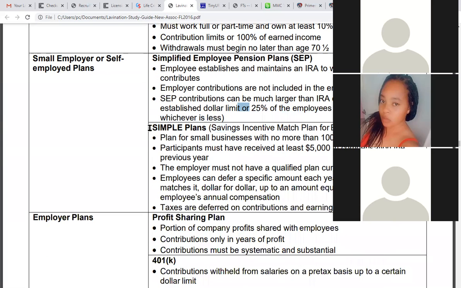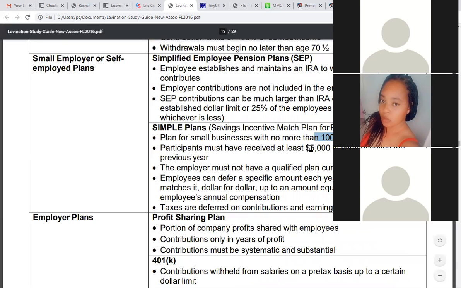Then what about the SIMPLE plan? That's for a company that's really small, 100 employees or less. You cannot exceed 100. If somebody has 101, they might as well get the SEP. If they have 100 or less, this plan will be best for them.